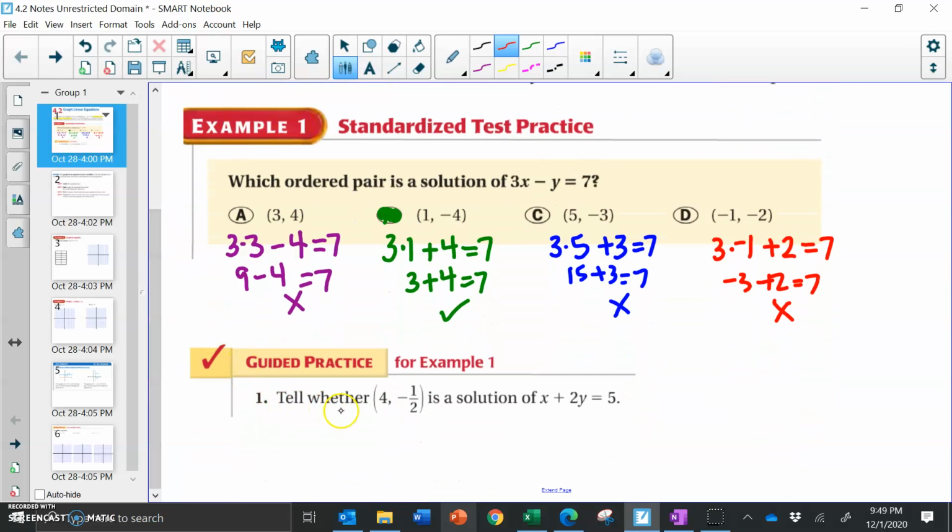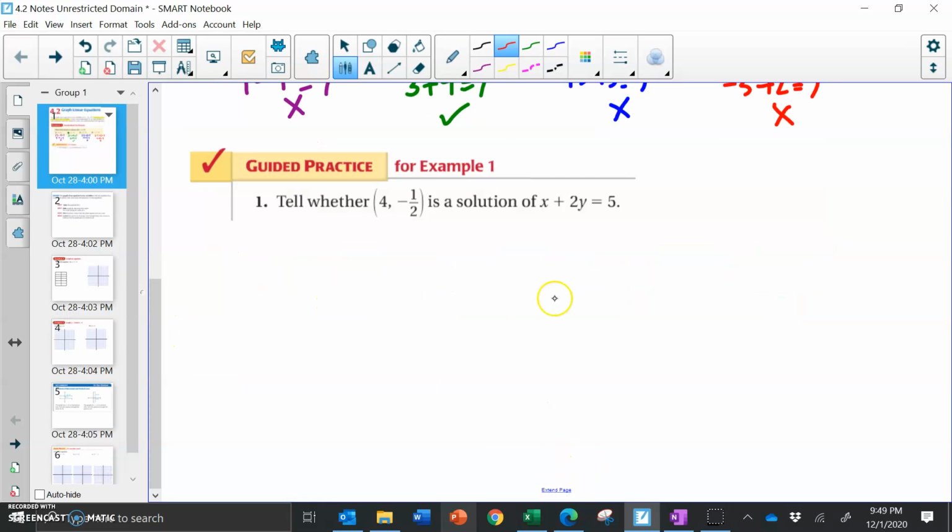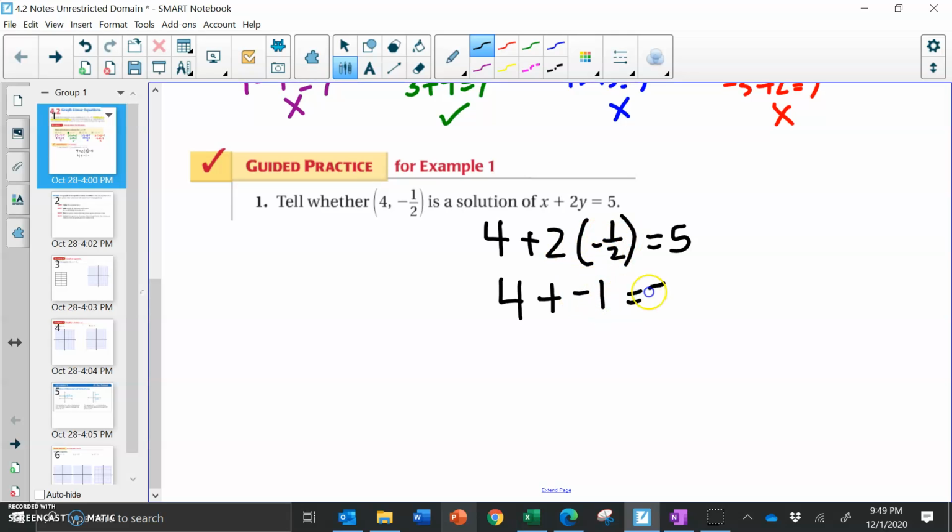Guided practice number 1 says tell whether 4 comma negative 1/2 is a solution of the equation x plus 2y equals 5. Well, to decide, I'm going to plug in 4 where the x goes and negative 1/2 where the y goes and see if it works. So I have 4 plus 2 times negative 1/2 is a negative 1, and 4 plus negative 1 is 3, not 5. So the answer here is no.